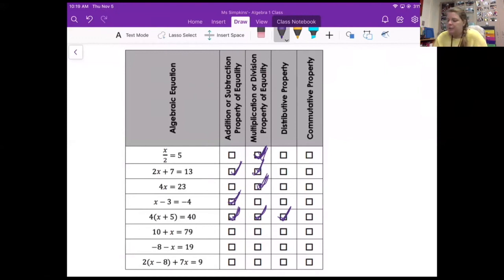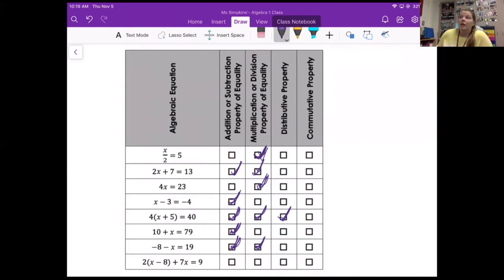10 plus x equals 79. I would be using the subtraction property. Negative 8 minus x equals 19. We would be using the addition property and the division property, because that x has a coefficient that's not 1. What is the coefficient right now of that x? It's -1. So eventually we'd have to divide by -1. So we'd be using the division property of equality there.